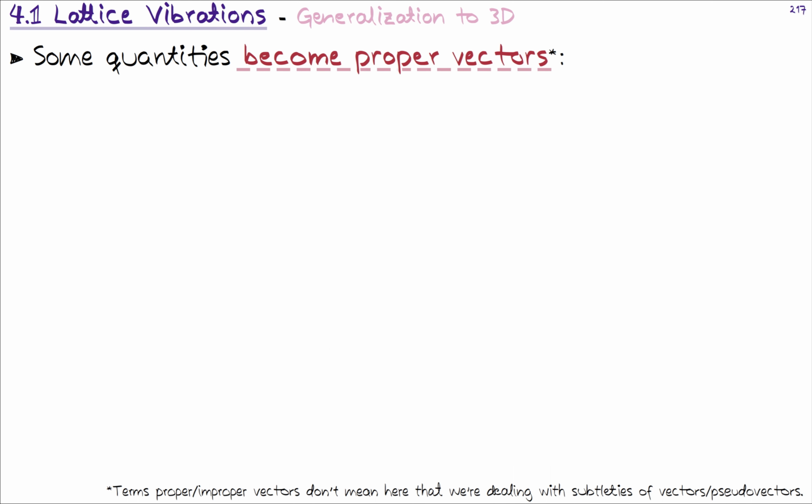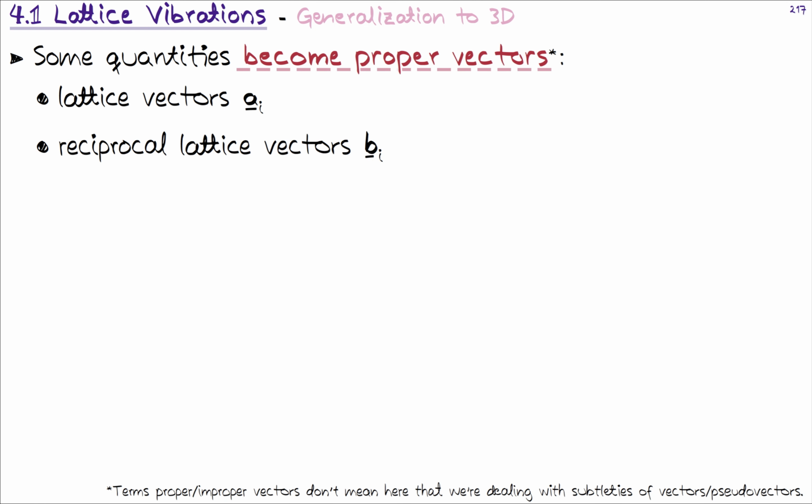For example, the electric field is a vector quantity, and a magnetic field is a pseudovector. So the lattice vectors a_i, the lattice constants, in another way of saying, they become vectors. Of course, since the lattice vectors become true vectors, then also the reciprocal lattice vectors become true vectors.